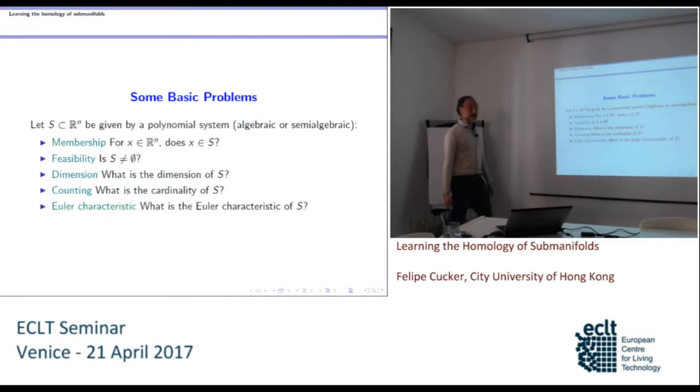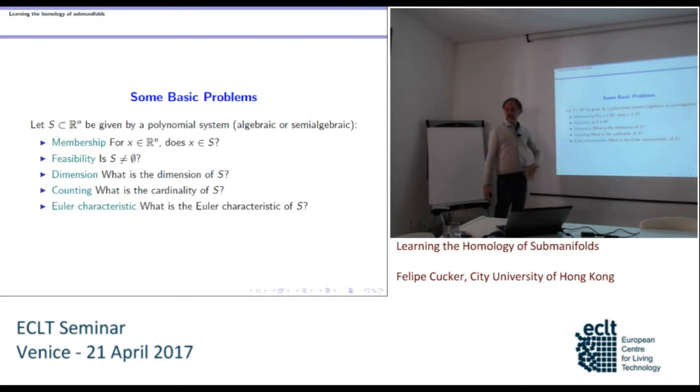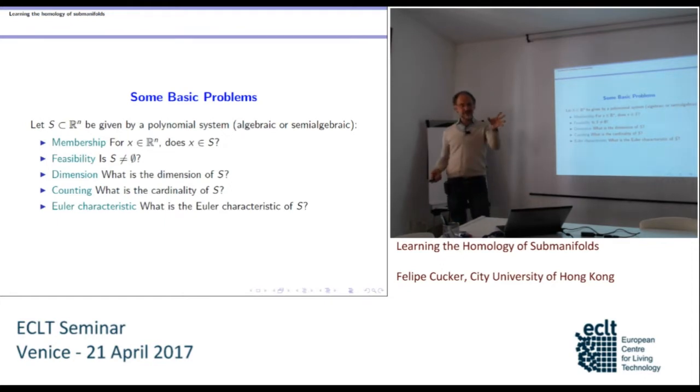What is the Euler characteristic of S? You probably read about something like that, that in a polyhedron you have vertices plus faces minus edges equals 2. This thing, vertices plus faces minus edges, is called the Euler characteristic. It's a very, very important invariant in algebraic topology.